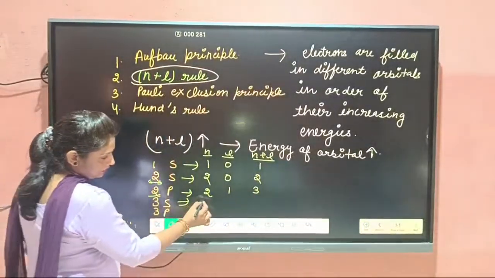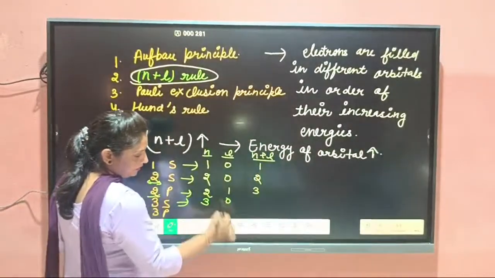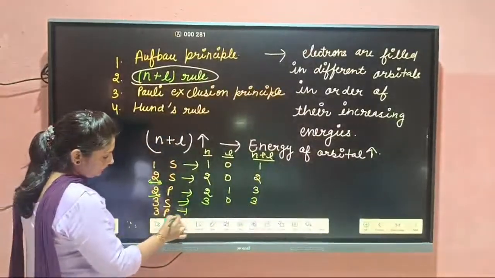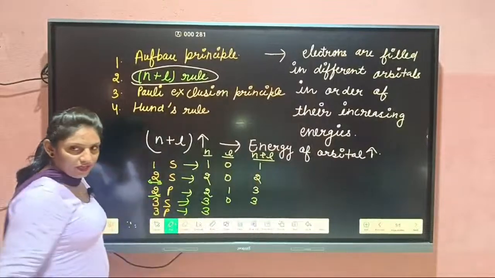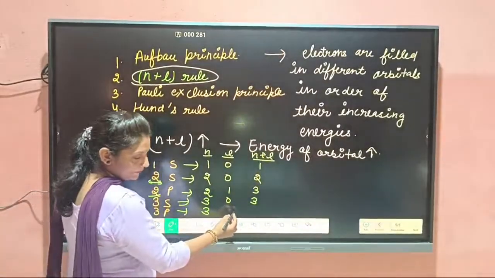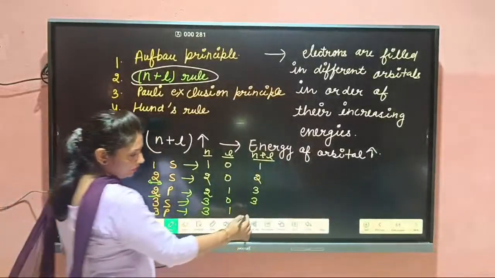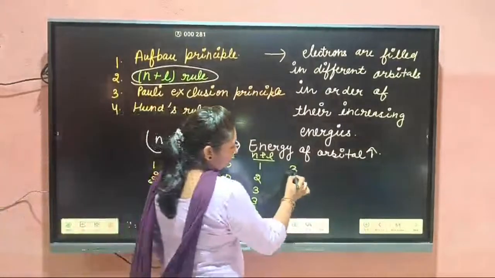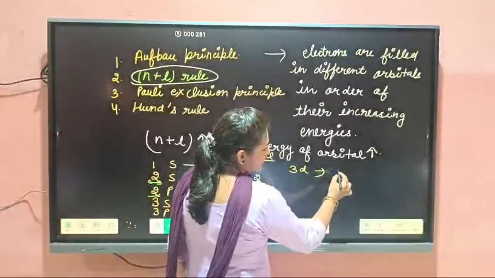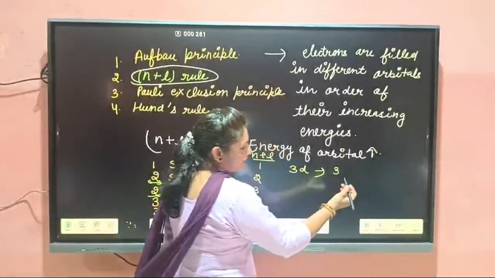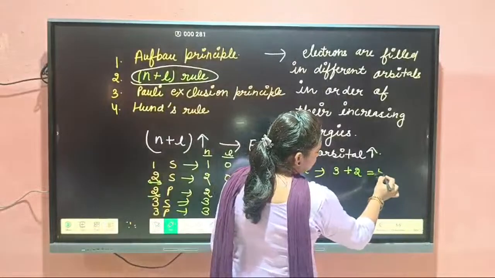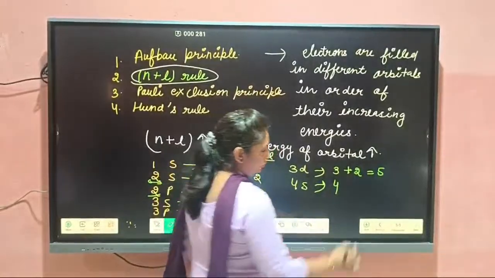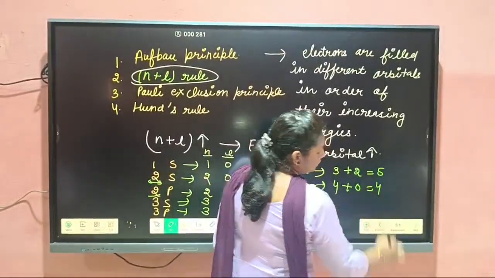Then for 3s, n is 3 and l is 0. Again it is 3. Then 3p, n is 3 and l is 1, total 4. For 3d, the value of n is 3 and the value of l is 2, so n plus l is 5. For 4s, n is 4, l is 0, total 4.